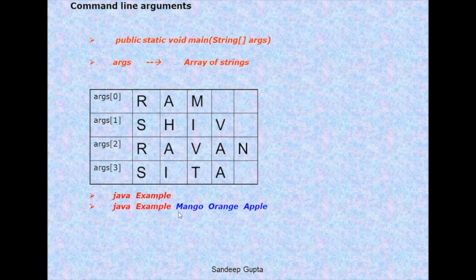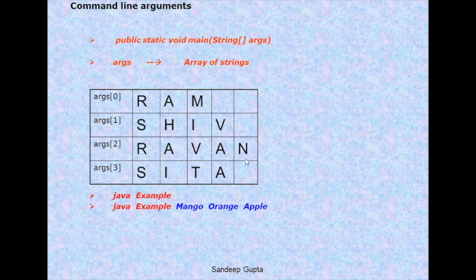Now when you write the command in this manner, mango, orange, apple will get stored in args automatically, one below another. Don't forget that when you give the command java example, the execution of the program starts from main. And if you also add mango, orange, apple on the command prompt, they will get stored in args one below another automatically.